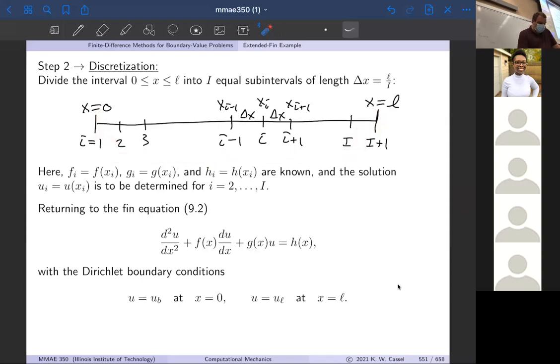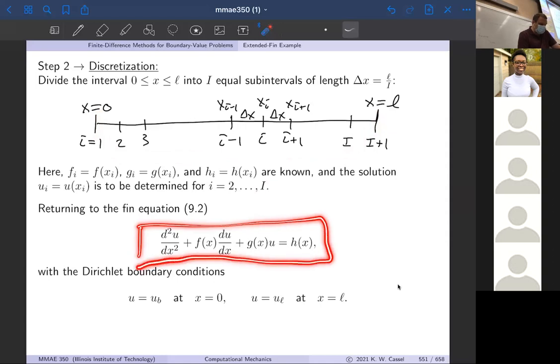So here's my equation 9.2. Just repeated it here.